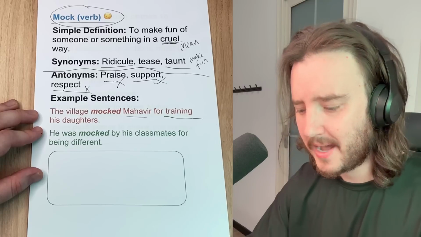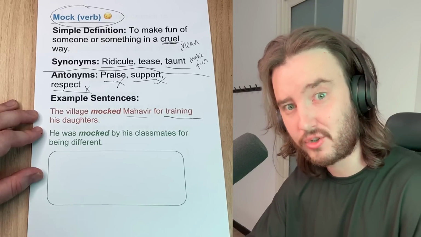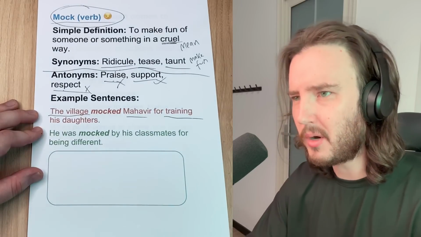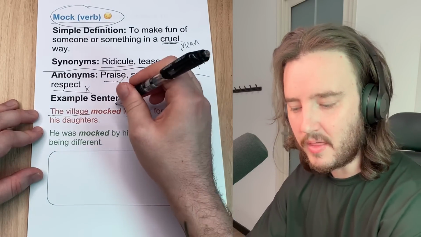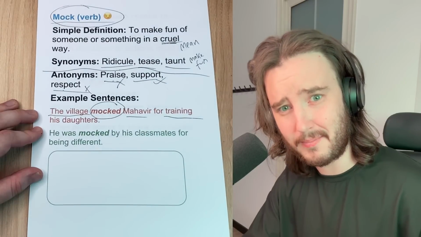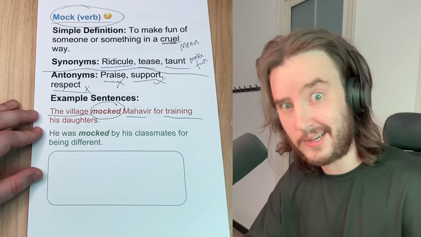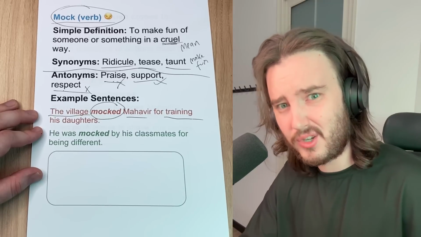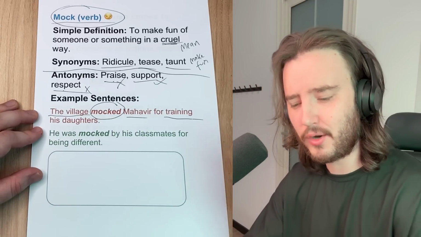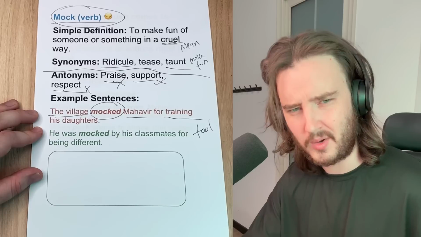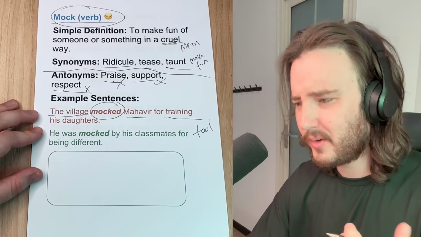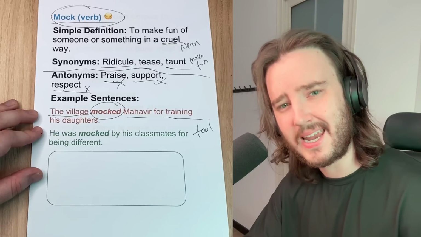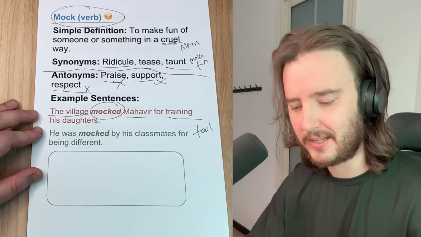This doesn't really happen in Indian society, especially back then. So the village or the small city where he lived, they mocked him. They made fun of him. They said, Mahavir. I hope I'm saying that name correctly, by the way. They say, Mahavir, you look ridiculous. Mahavir, you are a fool for doing what you're doing. You are really just an embarrassment. You look ridiculous, right?